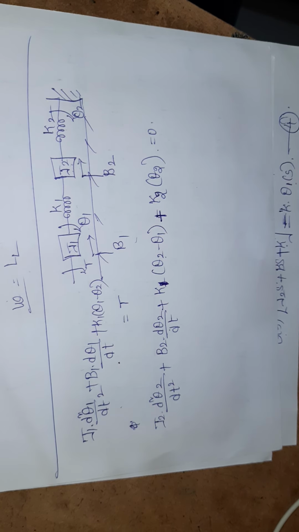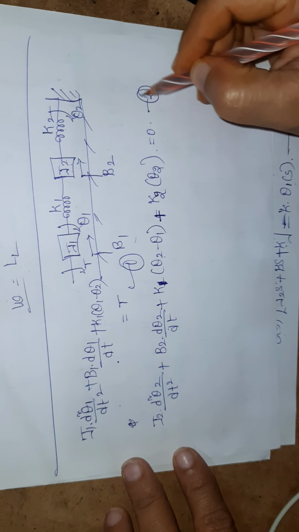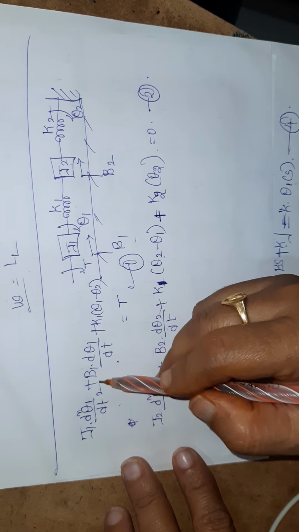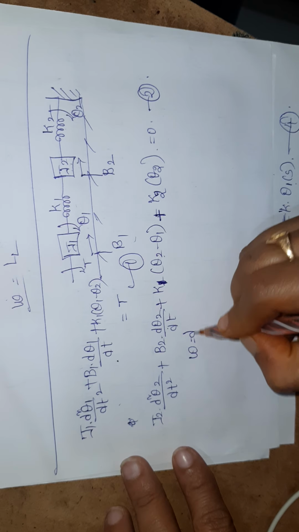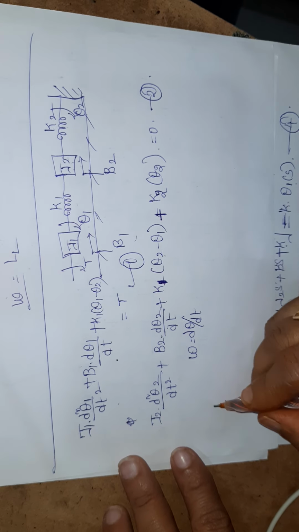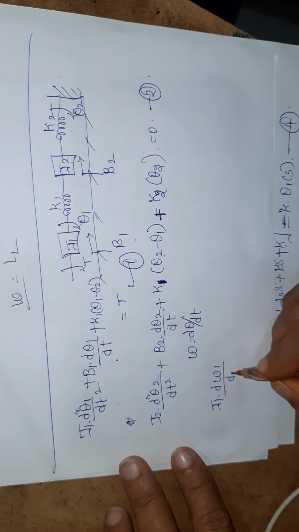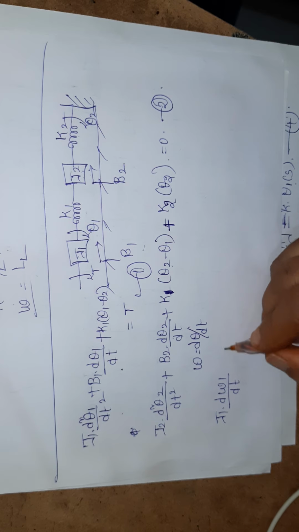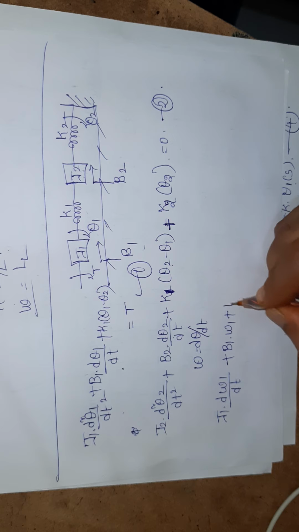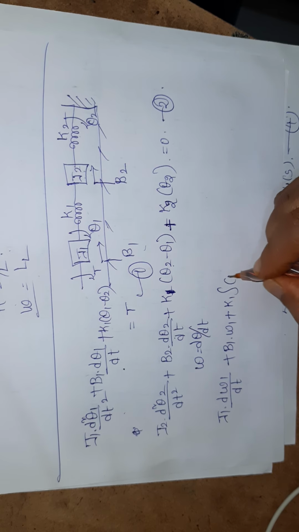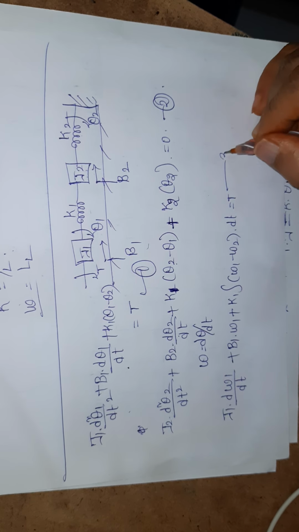Okay. Now, what we have to do? Instead of theta, you have to write these equations in terms of omega. Okay. As we know that omega is equal to d theta by dt, equation 1 become J1 d omega 1 by dt plus B1 into omega 1 plus K1 integration of omega 1 minus omega 2 into dt is equal to T. Okay, consider this as 3.